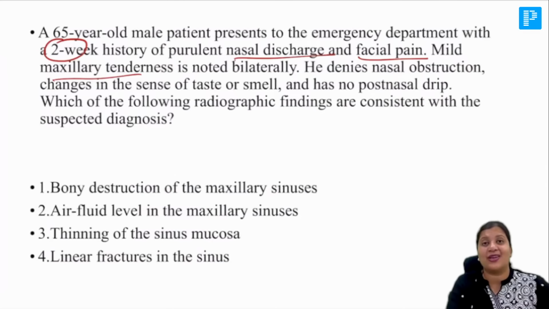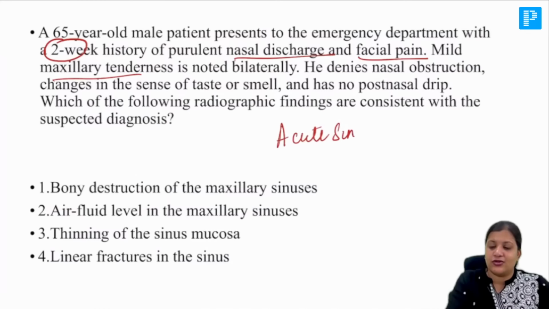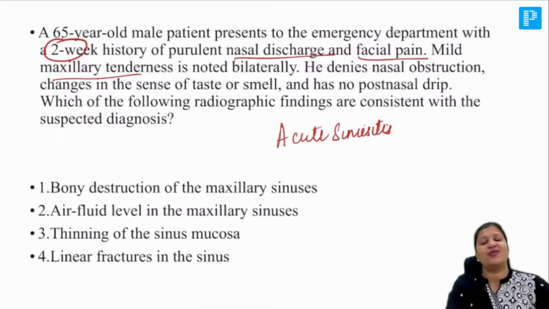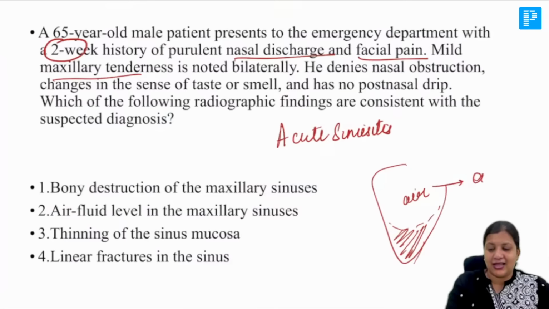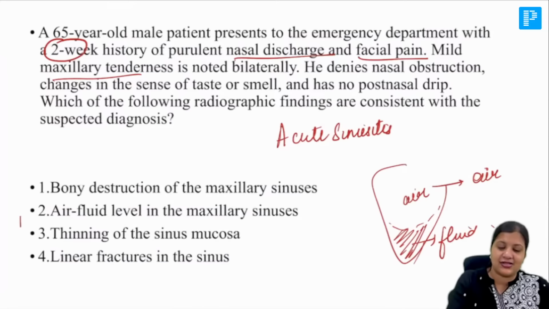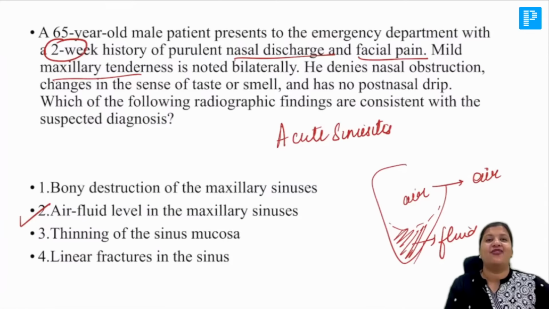Are we thinking about acute sinusitis or chronic sinusitis? Whenever there is an acute sinusitis, what do we expect to see on the X-ray or on the CT scan? Normally, the sinuses should have air inside it. If there is sinusitis, there will be some secretion. So what will we see? We'll see that there is an air level above and a fluid level below. So the answer is going to be option 2, air fluid level. Right? So that's the answer.